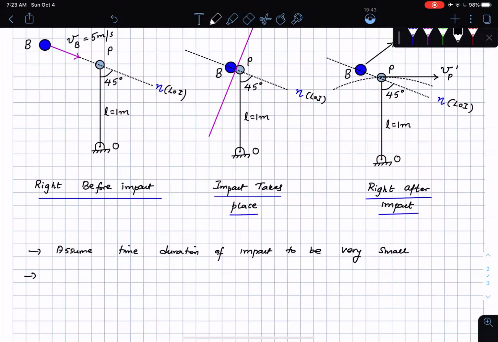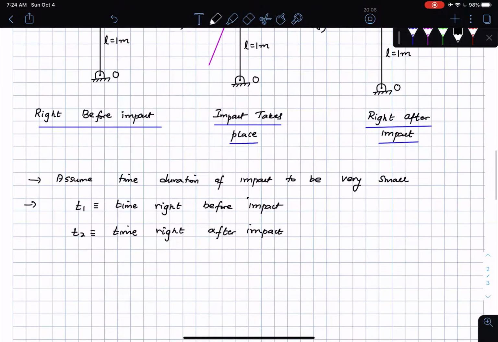Let me assume that time t1 is the time right before impact. t2 is the time right after impact. And then t1 to t2 is the time duration of impact.